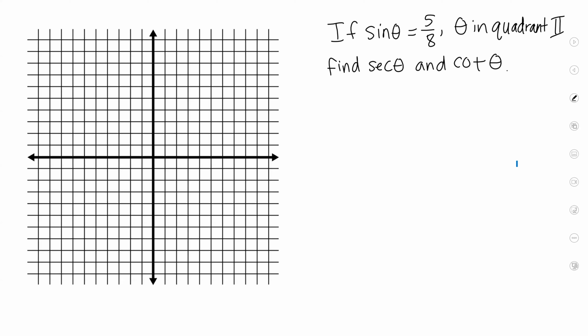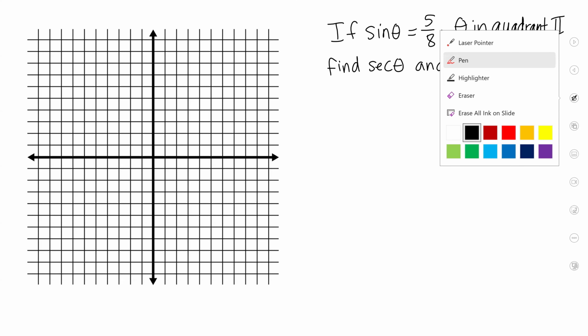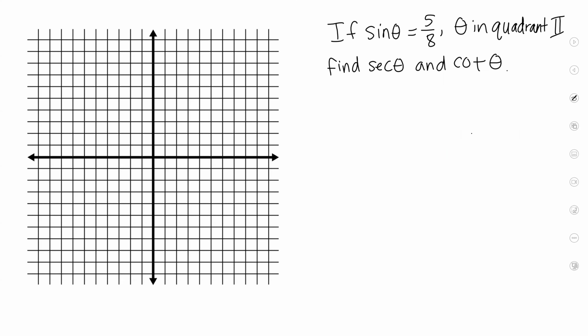Next problem. If sine of theta equals 5/8 and theta is in quadrant 2. Okay, let me pause there and draw this. Remember, sine is opposite over the hypotenuse. So let me get a pen here. So sine is opposite over the hypotenuse. So I know that this angle is in quadrant 2. So I'm going to go right here. This is my angle. I know my opposite is 5 and my hypotenuse is 8.